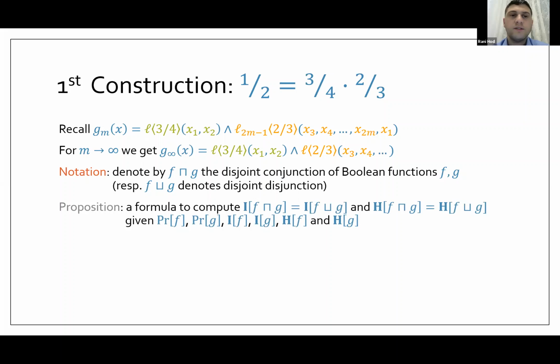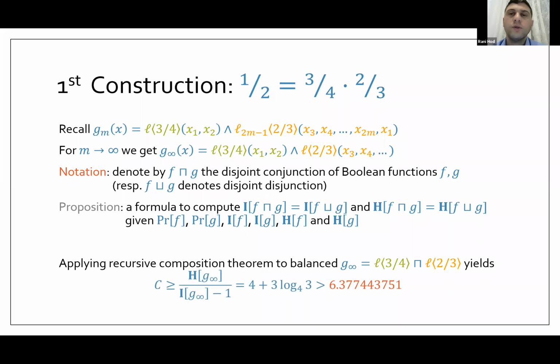And if we take this disjoint conjunction of Boolean functions, where we take disjoint support and we just AND the two functions, it's very easy to compute the influence and the entropy from the numbers that we get for the base functions f and g. So here we can compute and get exactly what we saw in the table. We can compute what we'd get for this function and get the limit that we saw in the table a few slides ago.